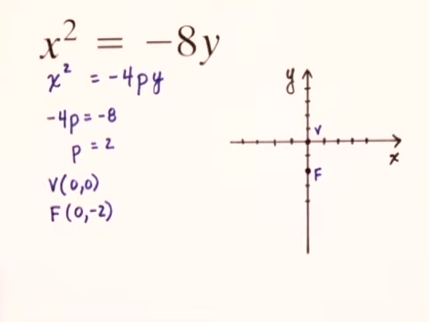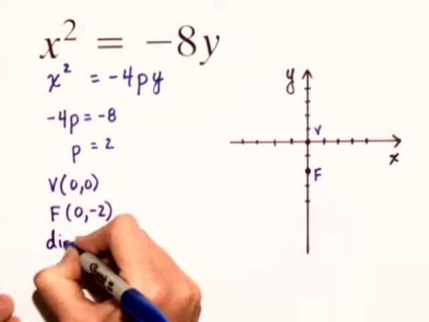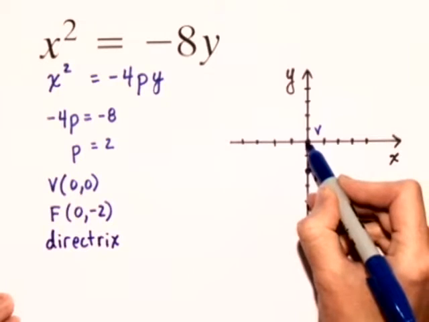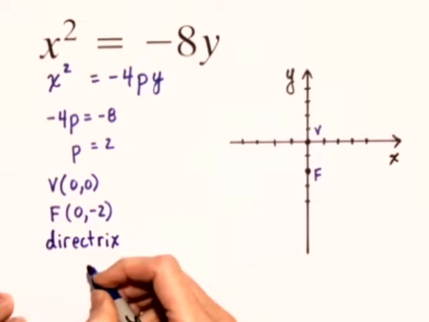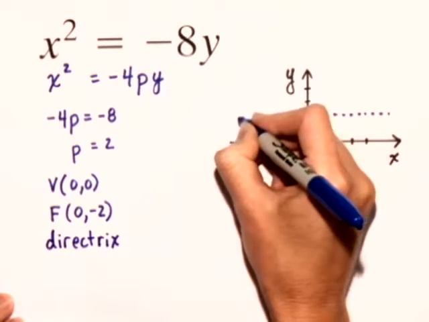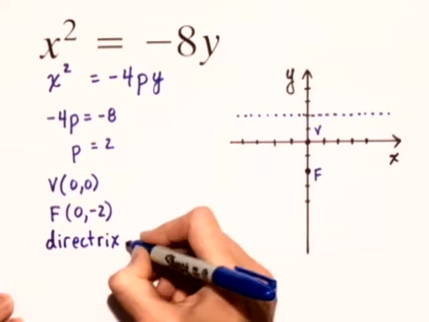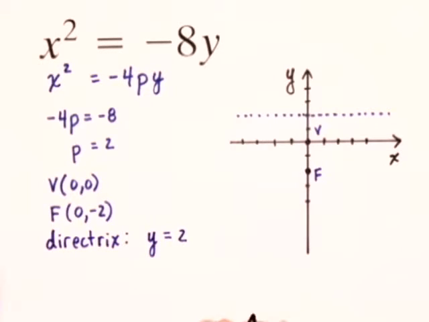And the directrix is the line that is also 2 units from the vertex, but it's in the opposite direction of the focus. So the directrix, in this case, is located exactly 2 units above the vertex, and it's a horizontal line passing through y equals 2. So this is the line that's the directrix, and it's the horizontal line y equals positive 2.